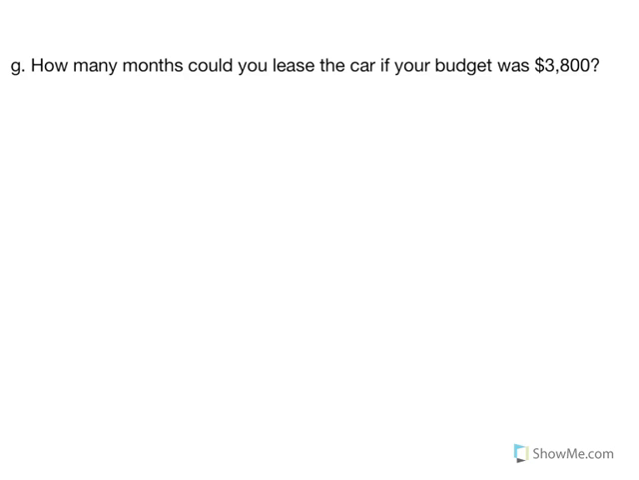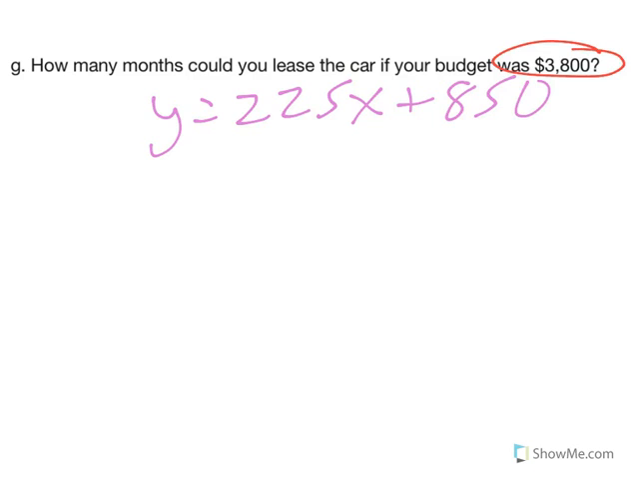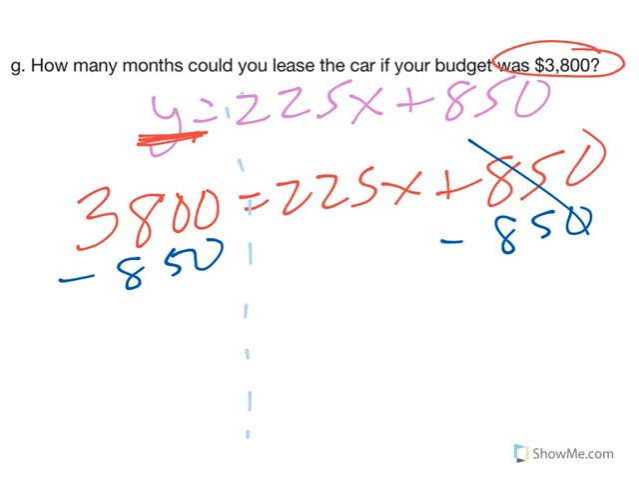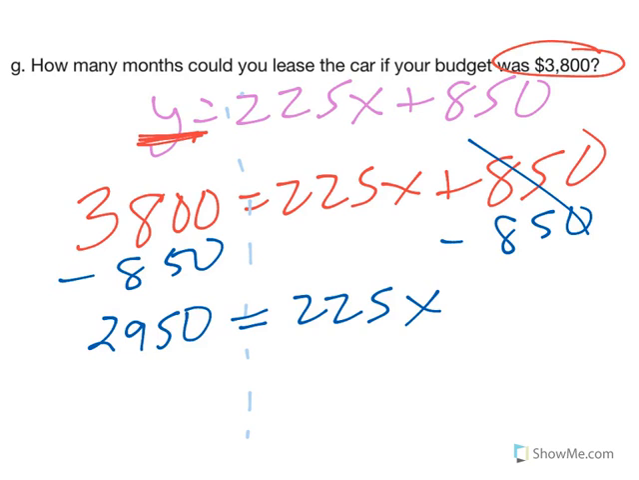And then I go to letter G and say, well, how many months could you lease the car if your budget was $3,800? Okay, so again, remember your equation here, now we are given our budget. Well, budget is the total cost, so that value is going to go over here. Okay, and now I do some excellent math skills, remembering again you've got to do the same to both sides, so I subtract 850 from each side. And I get 225x equals 2950, and then I divide both sides by 225.